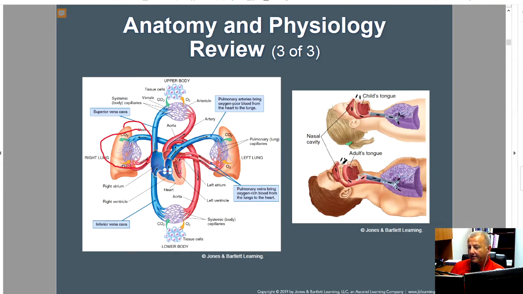The slide on the right is basically showing you some of the differences here. We can tell that the nasal cavity area of a child is more narrow, but we also have a proportionally larger tongue because the area is smaller, making an airway more difficult, and also causing that tongue to be very suspicious for airway compromise. It could block that airway very easily.